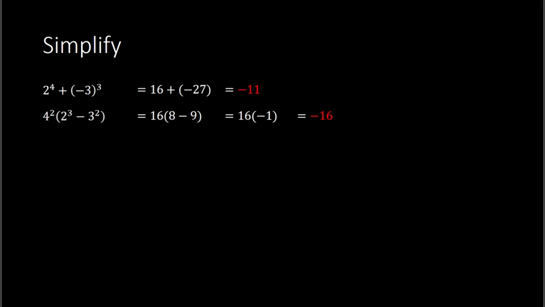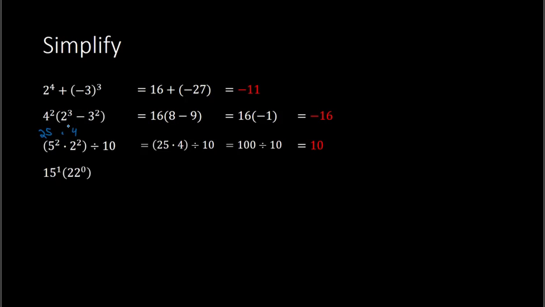I'm going to walk you through a couple more examples here. Next example, we have 5 squared times 2 squared divided by 10. So 5 squared is 5 times 5, which is 25. 2 squared is 2 times 2, which is 4. So we have 25 times 4 divided by 10. 25 times 4 is 100. 100 divided by 10 would be 10.